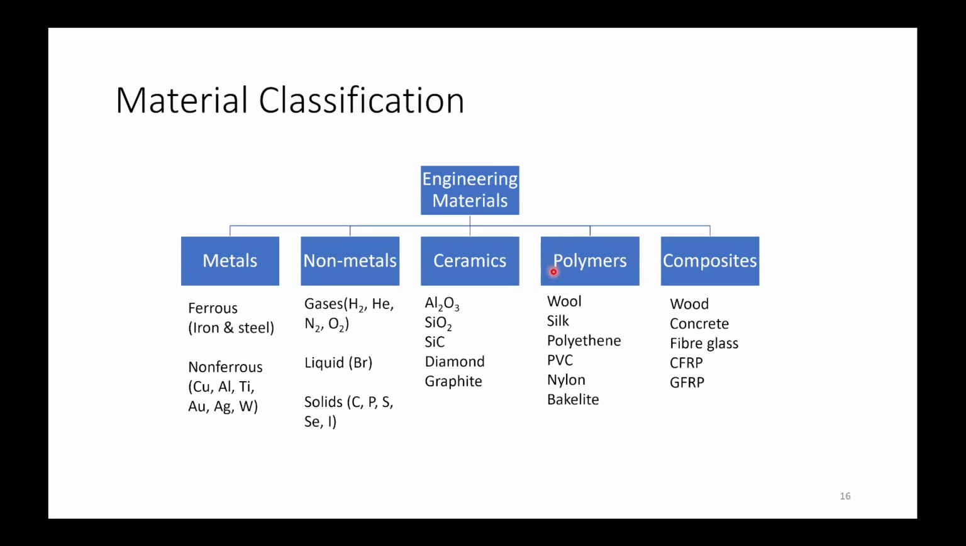Polymers can be either natural, like wool and silk, which are found in nature, or man-made, like polyethylene, PVC, nylon, bakelite, etc. And in case of composites, these can be wood, concrete, fiberglass, CFRP, which is carbon fiber reinforced plastics, and GFRP, which is glass fiber reinforced plastics.